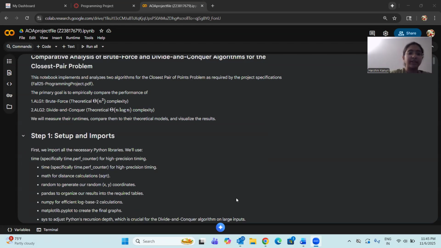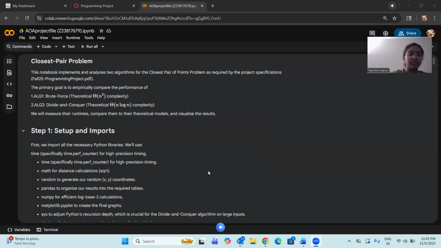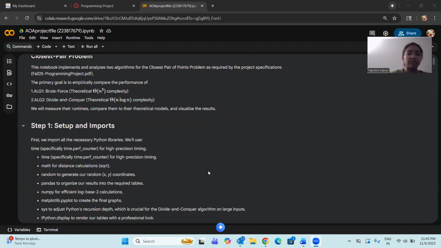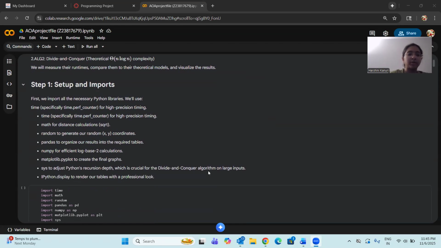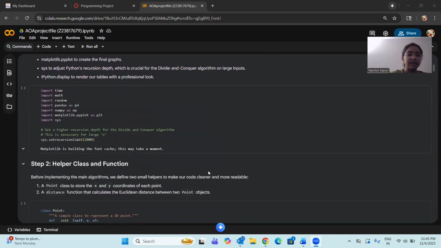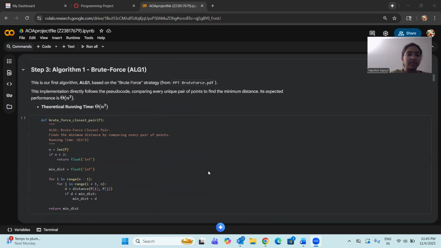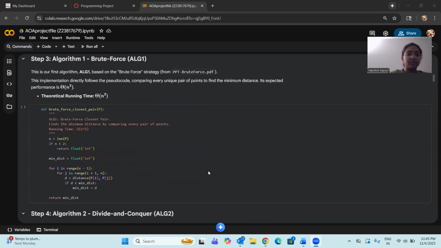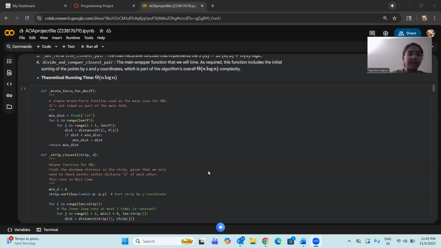The primary goal is to empirically compare the performance of algorithm 1, brute force, which has a time complexity of big O of n square, and the other algorithm, divide and conquer, which has a complexity of big O of n log n. We have imported all the necessary Python libraries, and in step 3, I have implemented the brute force algorithm, and in step 4, I have implemented the divide and conquer algorithm.